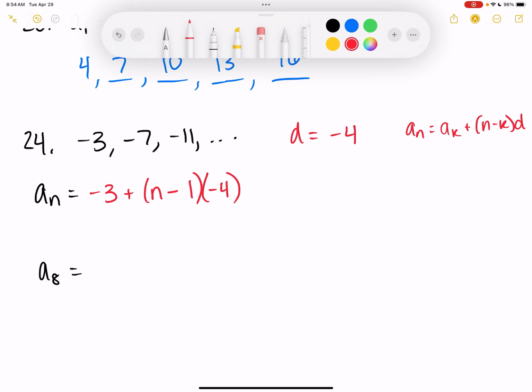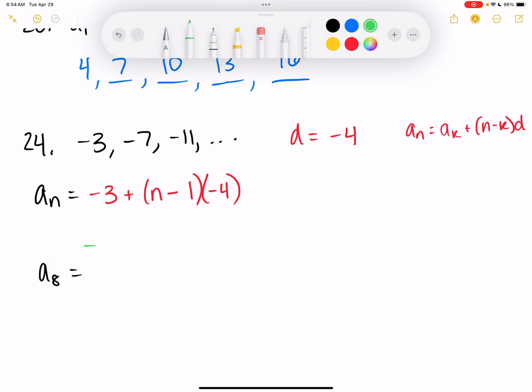So when I find the 8th term, I can either use this formula or I can just subtract 4 off, okay? So if I were to just keep subtracting 4 and keep writing numbers down and do it that way, then I would end up with -15, -19, -23, -27, and -31, I think. Is that 8? 1, 2, 3, 4, 5, 6, 7, 8. And so this would be the 8th term.